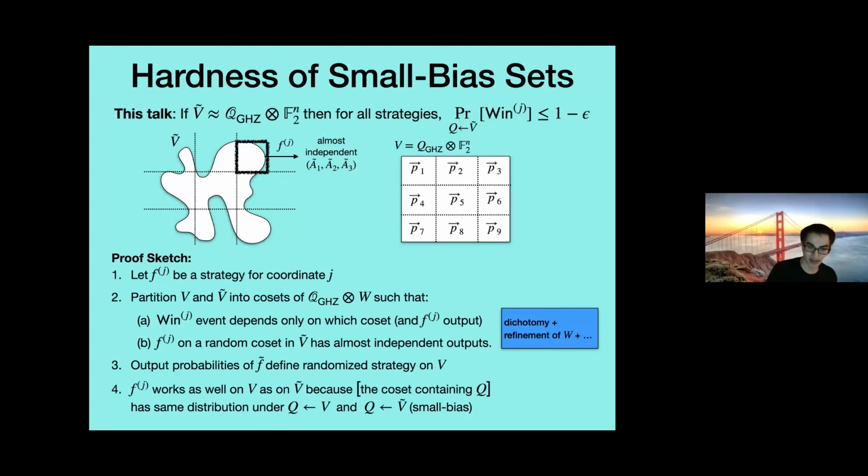And so the last thing that we need to check, to see that the new strategy we've constructed on V works as well as the strategy we constructed on V tilde, is to say that the coset distribution is the same when we sample in V tilde versus in V. And that's guaranteed by the small bias property.